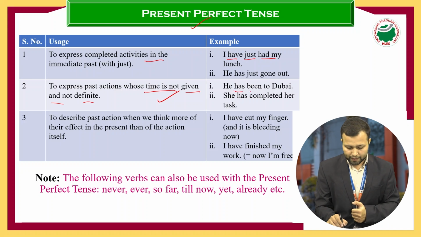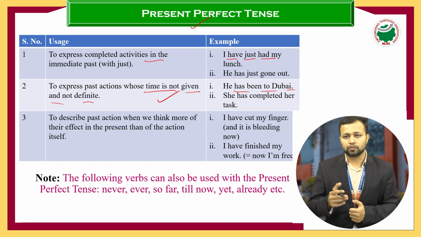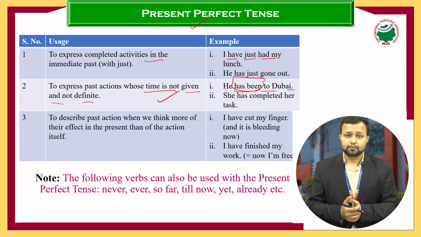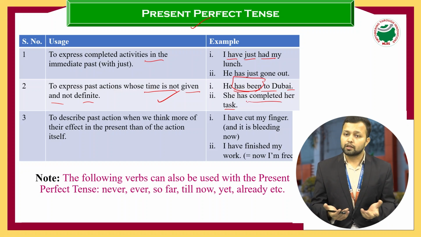Like, he has been to Dubai. He went to Dubai at some point of time in the past, but we are using present perfect tense to express past actions whose time is not mentioned. For example, she has completed her task. When? Not mentioned. Not defined.